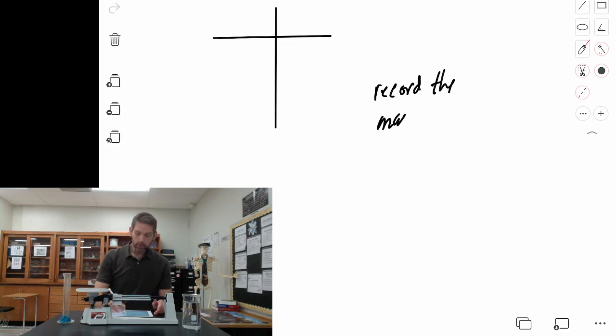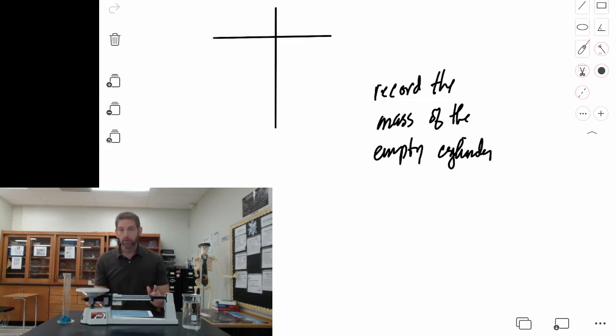So the first thing you're going to do is record the mass of the empty cylinder. Okay? It's the first thing you're going to do.